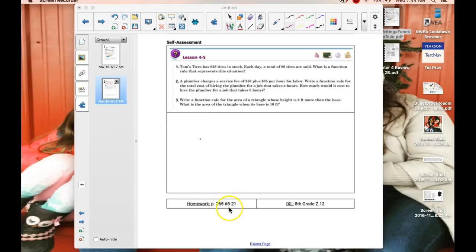All right, so you have a homework assignment to do, which should be at the bottom of the page here, 265, numbers 8 through 21. And then you have the corresponding IXL activity Z12 in the 8th grade tab.